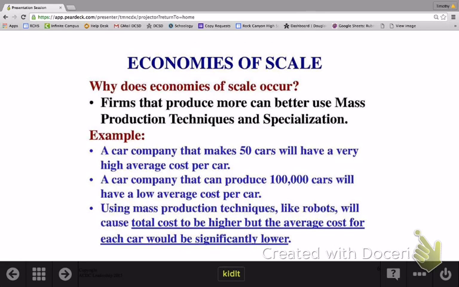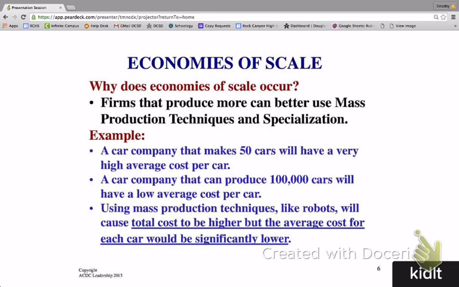So this leads us to something called economies of scale that a firm may experience. Now, why do economies of scale occur? Firms that produce more can better use mass production techniques, and they can develop specialization in production.